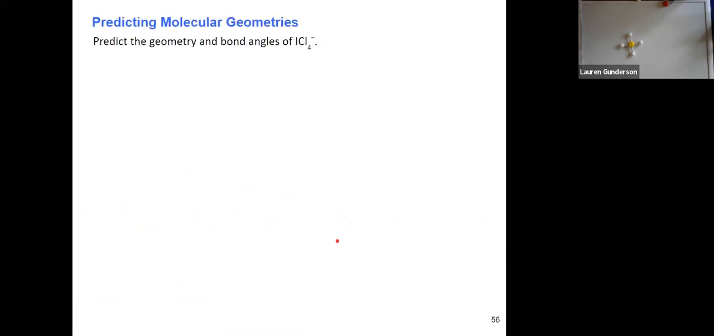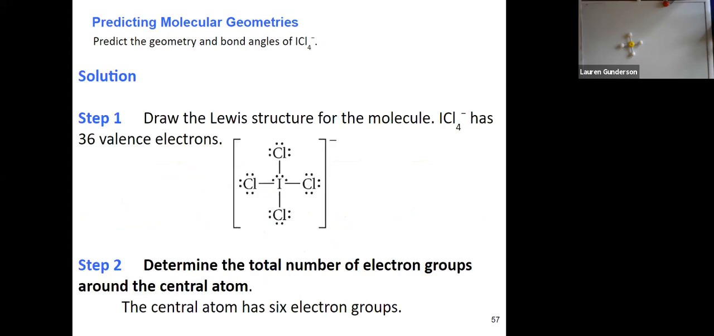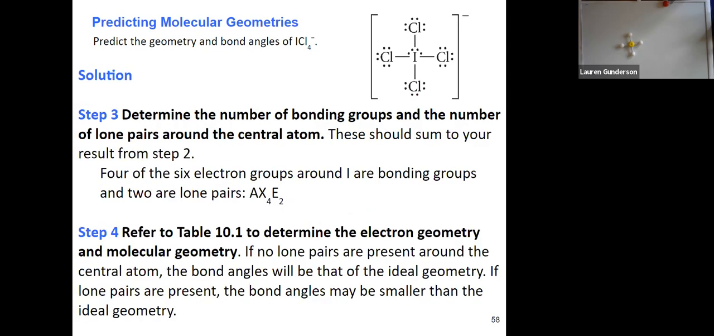Okay, let's do ICl4 minus. First, we're going to draw out the Lewis structure. Okay, the Lewis structure here, it's an expanded octet. So we're going to have 6 electron groups around the iodine in total. 4 of those will be bonding groups, 2 of them will be lone pairs. That means that my molecule will be an AX4E2 molecule.